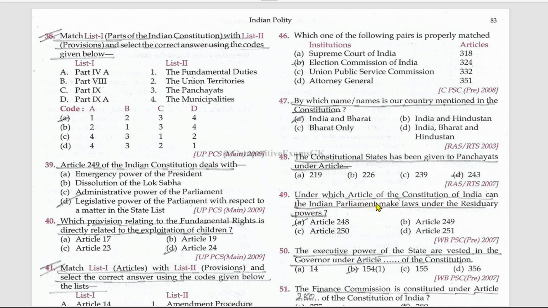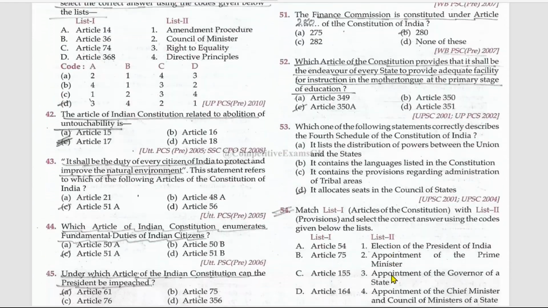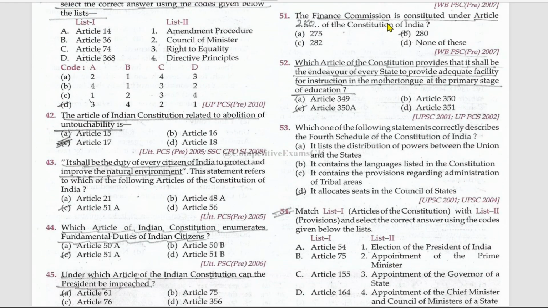Under which article of the Constitution of India can the Indian Parliament make laws under the residuary powers? Article 248. The executive power of the state is vested in the governor under Article 154, subclause 1 of the Constitution. The Finance Commission is constituted under Article 280 of the Constitution of India.